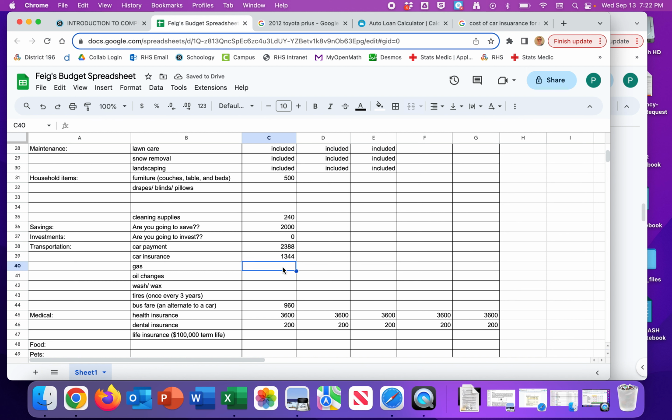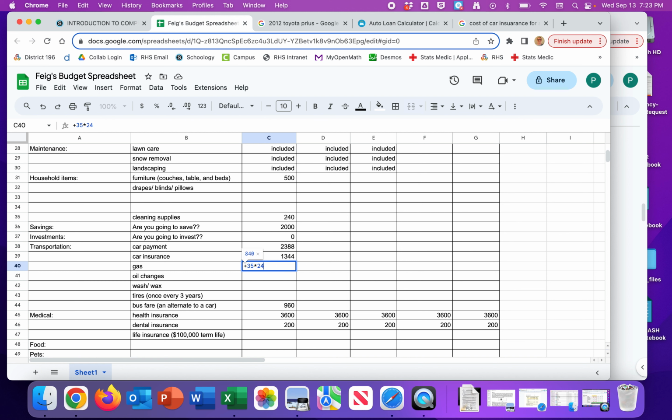Gas, you could just estimate. Every time I fill up my Prius, it's probably about 40 bucks. It's a 10-gallon tank and about $4 a gallon these days, so it's about 40 bucks. You could say 35 bucks, whatever. And how many times do you think I'm going to fill my tank up? Every 2 weeks? You got to do some thinking here, right? So I'll say $35. If it's every 2 weeks, that's like 2 times a month, right?